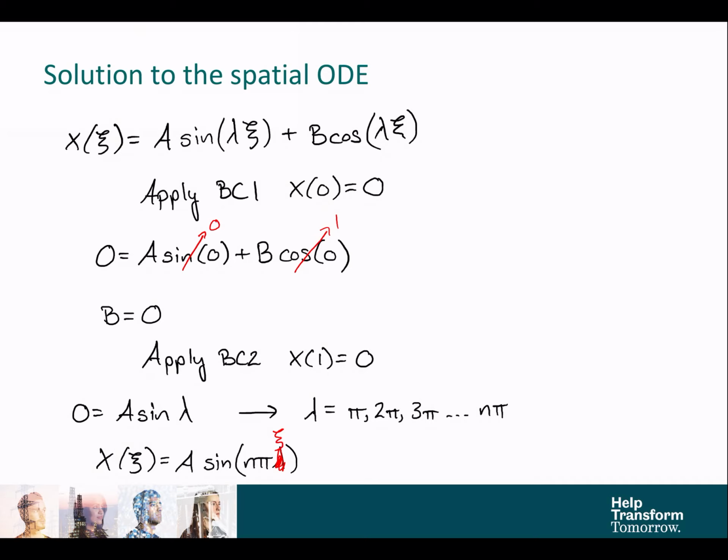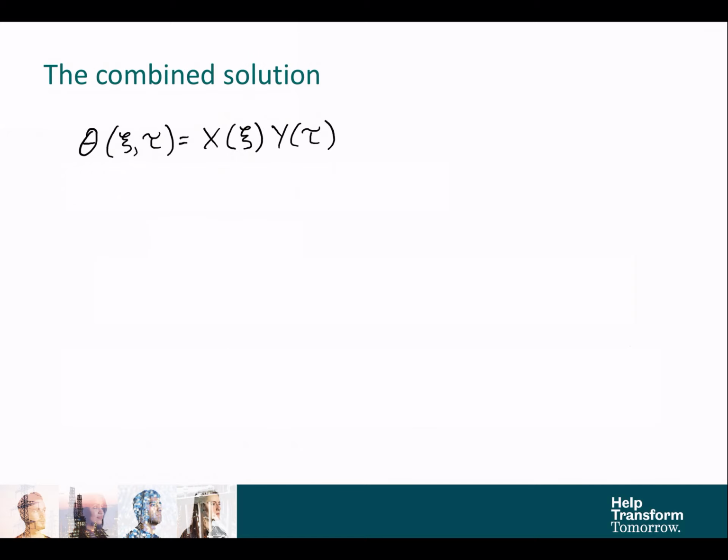and we are possibly tempted to go ahead and start applying the initial condition to our expression for y of tau. But before we do that, we should recombine the x and y expressions so that when we solve the combined solution, we know that the initial condition is being applied to the entire solution, not just the temporal part of the solution. So we'll go ahead and do that.